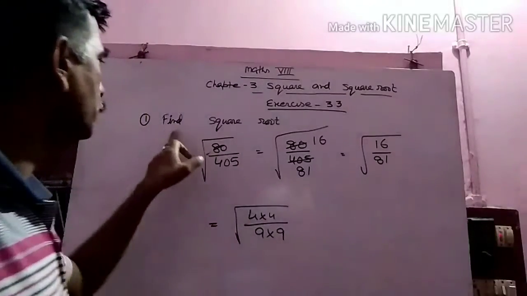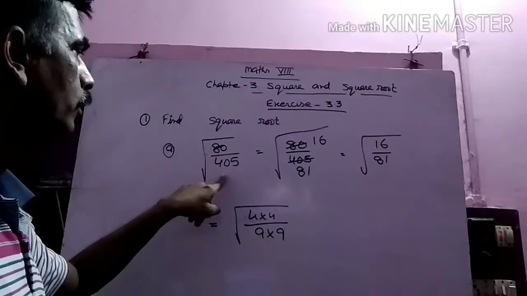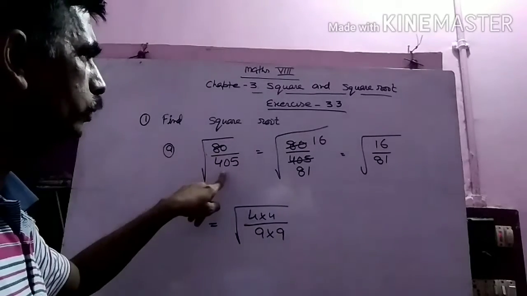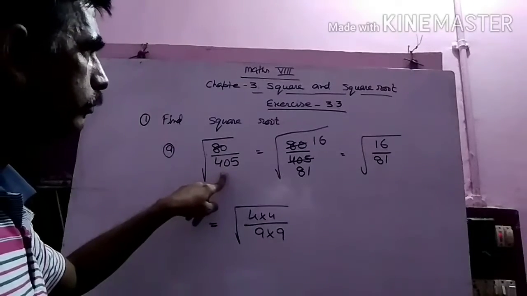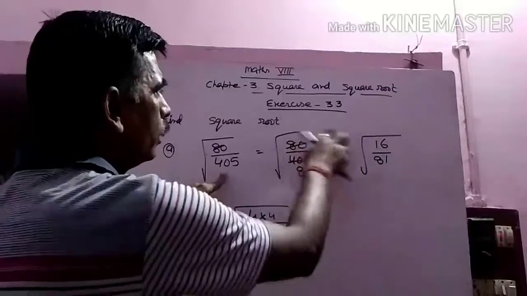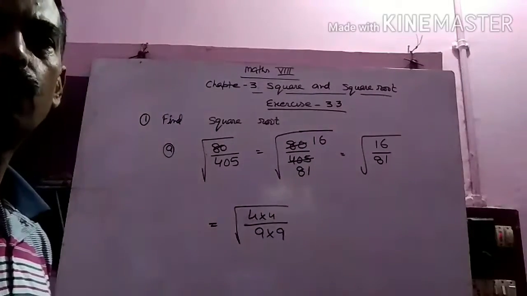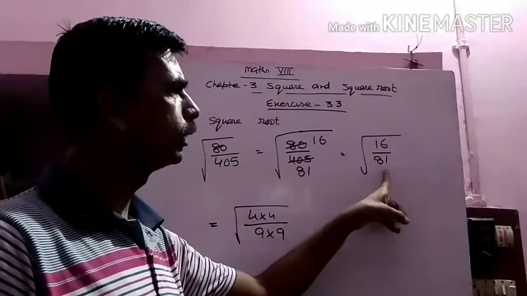Look here, find the square root of 80 by 405. Neither 80 nor 405 is a perfect square, so to make it a rational number we have to divide both of them by 5. Finally what we get is 16 by 81.